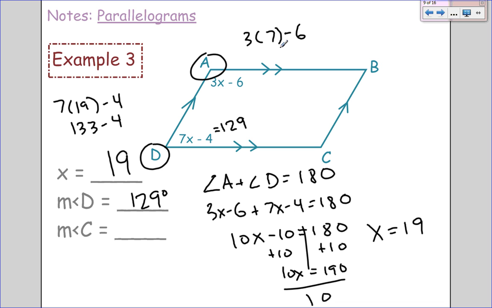I'm sorry, let me fix my mistake here. Must have been in my algebra. Let's see if we can identify the mistake. 3x minus 6 plus 7x minus 4 equals 180. 10x minus 10.